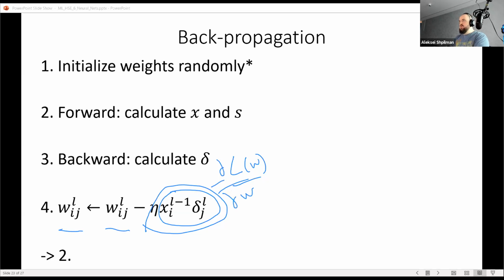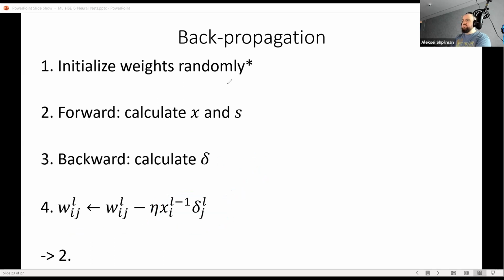Nice. Now there's an asterisk over randomly, and there's a reason for that. Well, you cannot just use any random numbers, right? Because if you use large numbers, you'll create a problem for yourself because you'll be in a weird part of parameter space. What you need is to initiate with small random numbers.